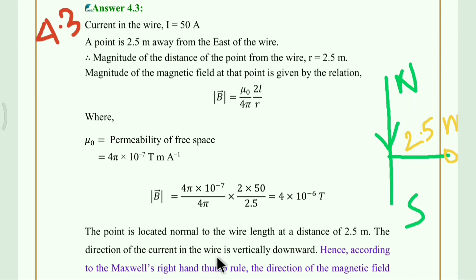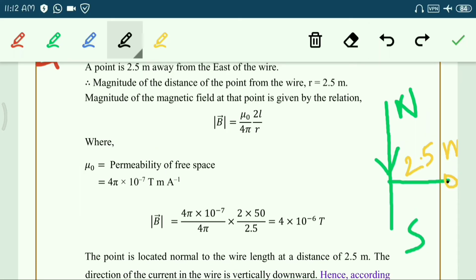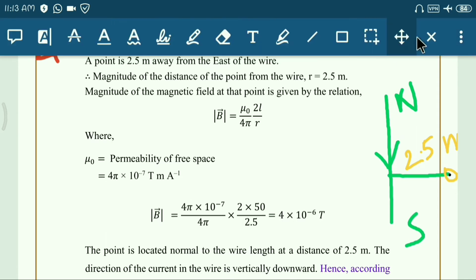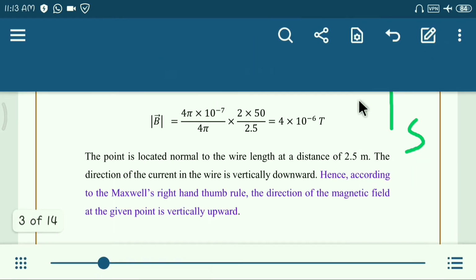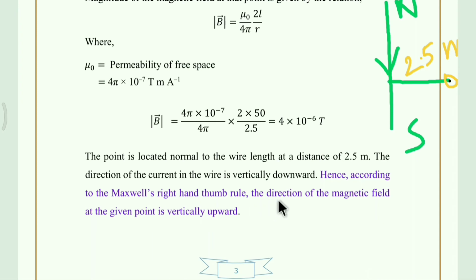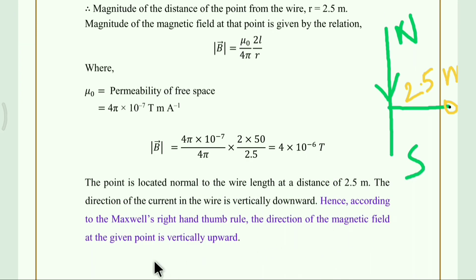The direction of the current in the wire is vertically downward, as I have drawn here. Hence, according to Maxwell's right hand thumb rule, the direction of the magnetic field will be, you can see one black dot here. This black dot means that, if we apply the right hand thumb rule, the direction of the magnetic field at the given point is vertically upward. Obviously it will be vertically upward because the current is flowing horizontally from north to south.